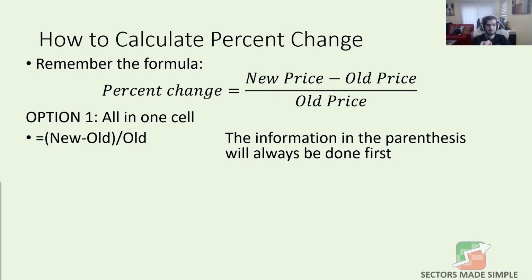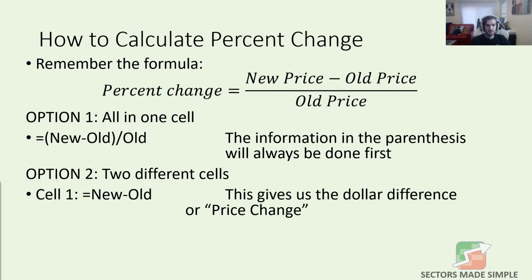That's option 1. Option 2, and the one that you'll be doing for your homework, is in cell 1, we do the subtraction. New price minus old price. Because it is now giving us the dollar difference, or what is called the price change. And yes, these are formulas. We do need our equal sign before anything we do.